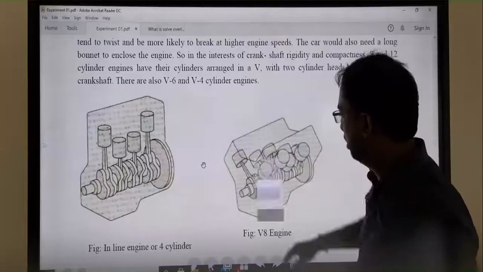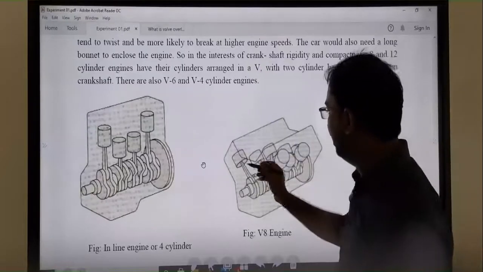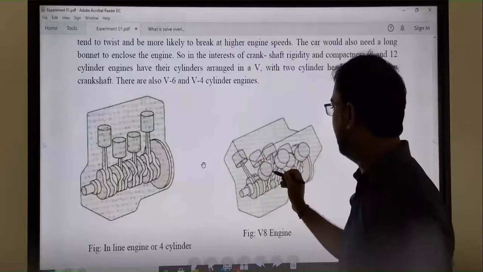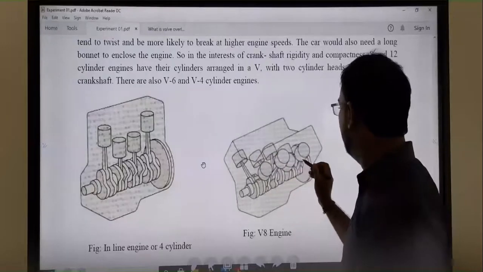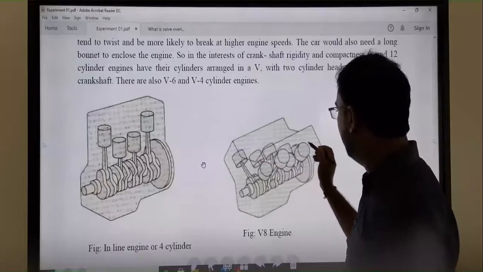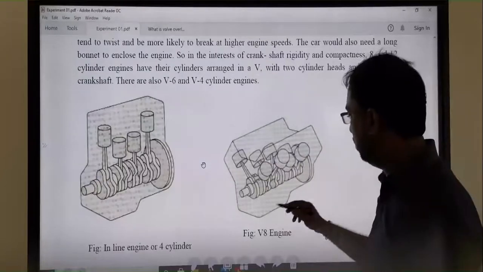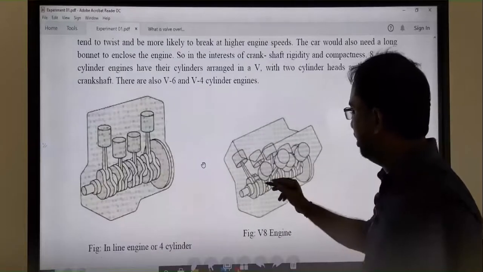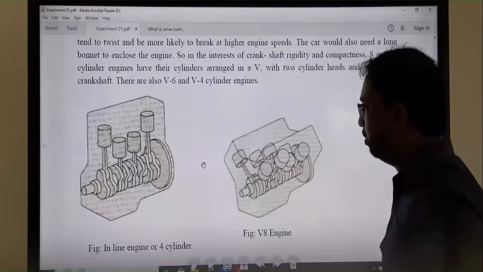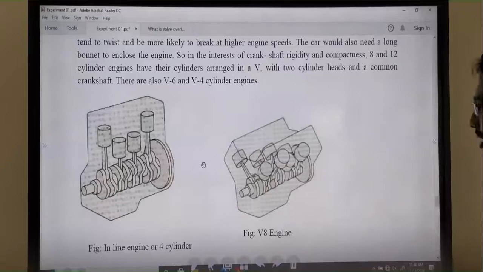Okay. So that means this is another cylinder. This is the second, third, fourth, fifth, sixth, seventh, eighth. That's an 8 cylinder. That means a V8 engine. Okay. So this type of arrangement reduces the crankshaft length.